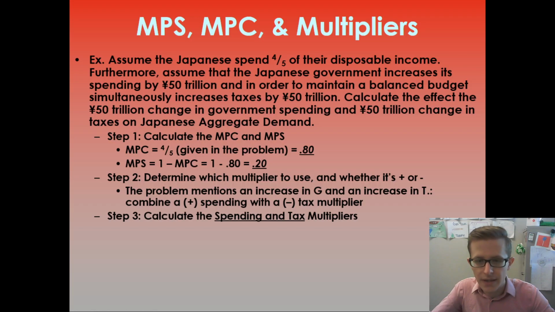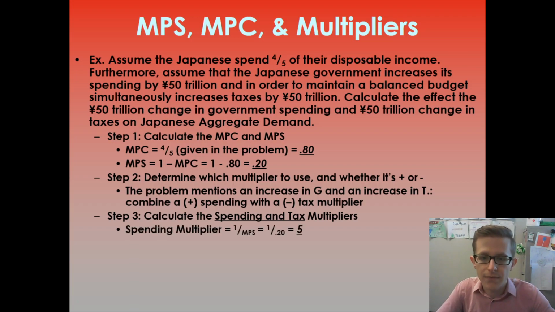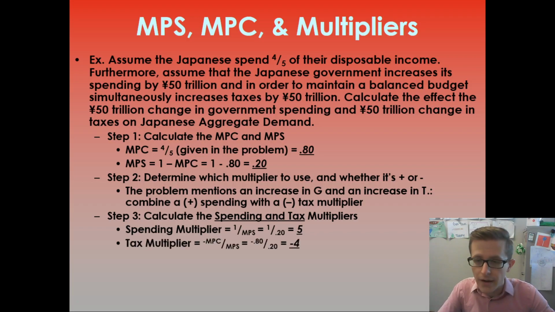So then we calculate the spending and tax multipliers. For our spending, it's 1 divided by our MPS. So it'd be 1 divided by 0.2, ultimately giving us 5. So it's a positive 5 multiplier there. And then for our tax, it's going to be our MPC divided by our MPS, or negative MPC divided by MPS, giving us -4. So -4. Like I said, you probably saw where this was going.